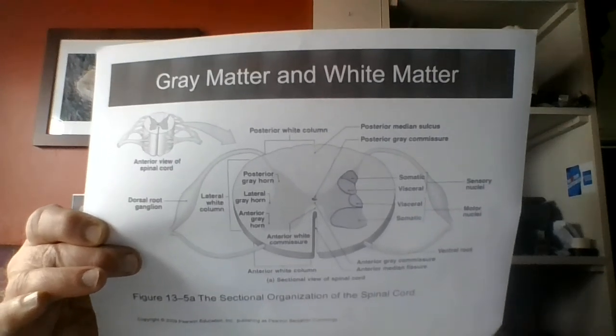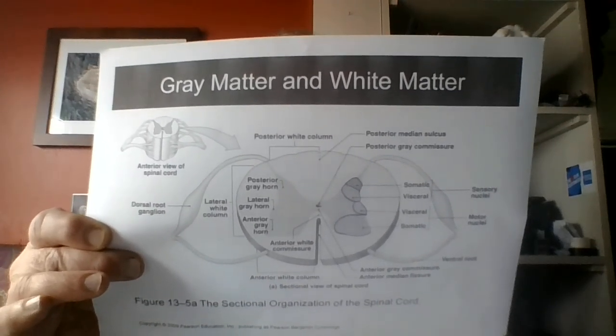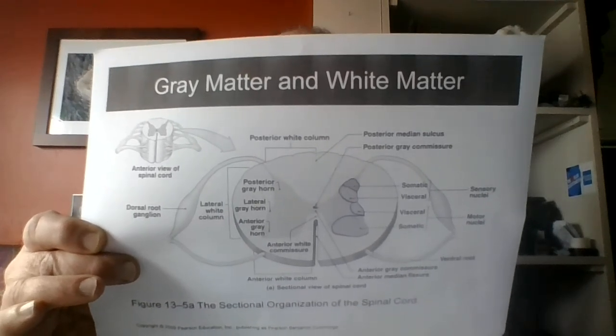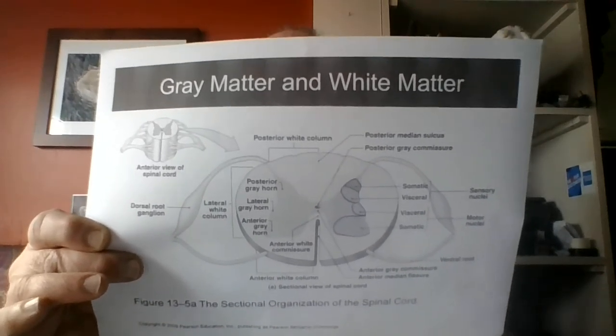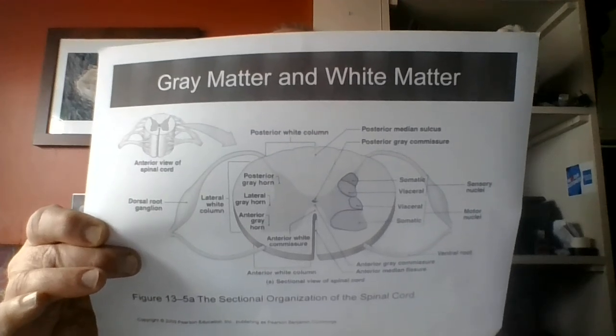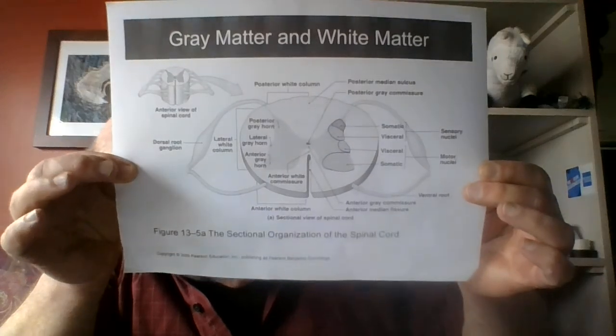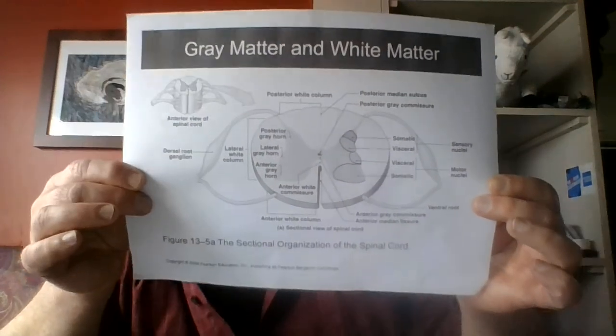In between, you'll see columns and everything. That's going to be chapter 15. Those have to do with ascending and descending tracts that go up to your brain and stuff. So we'll leave that alone.